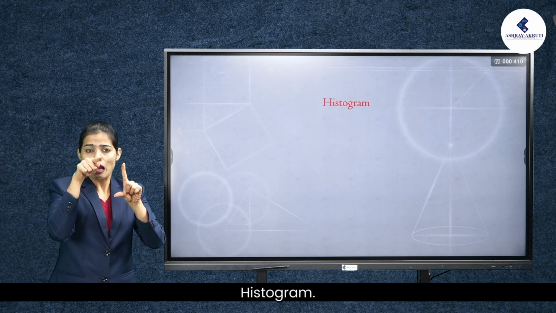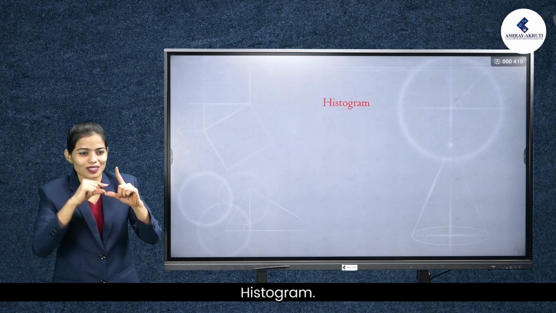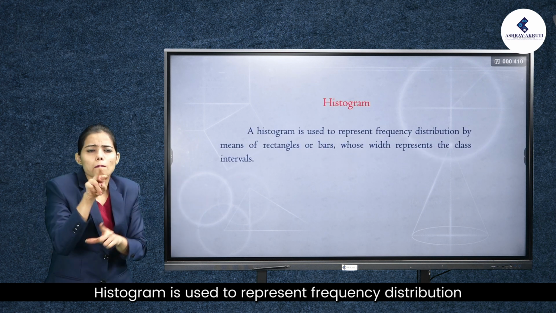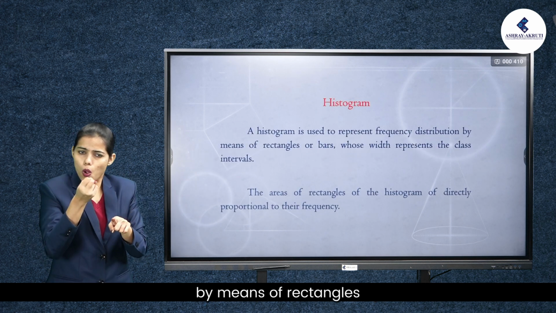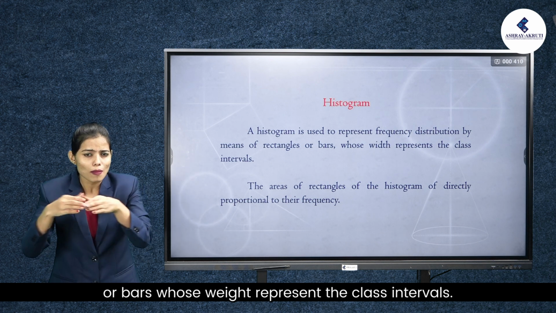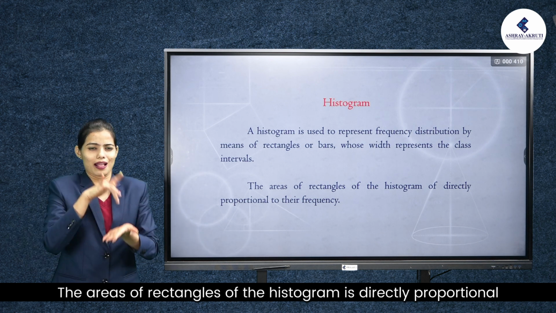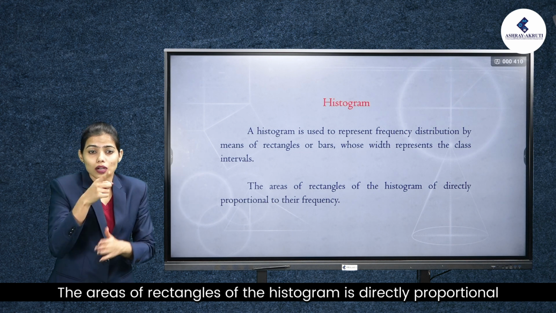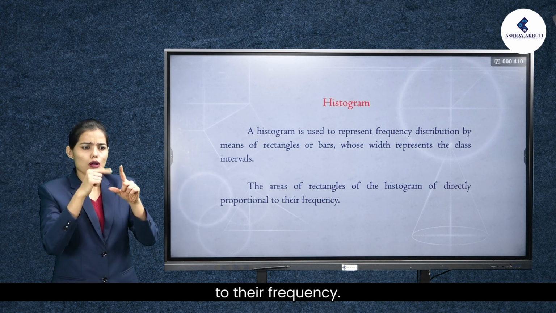Histogram. A histogram is used to represent frequency distribution by means of rectangles or bars whose width represents the class intervals. The areas of the rectangles of the histogram are directly proportional to their frequency.